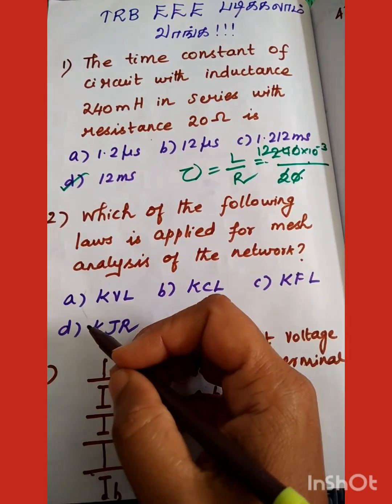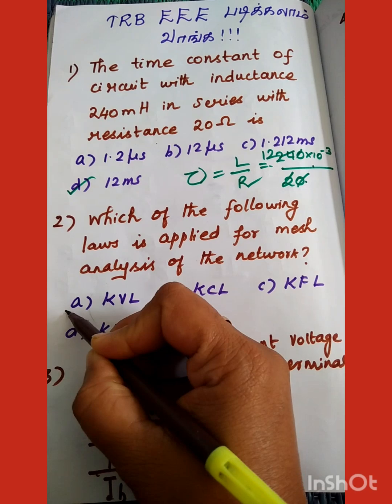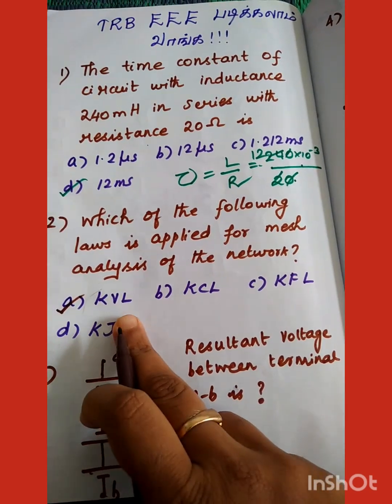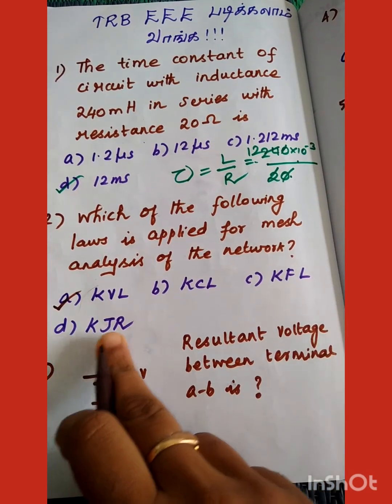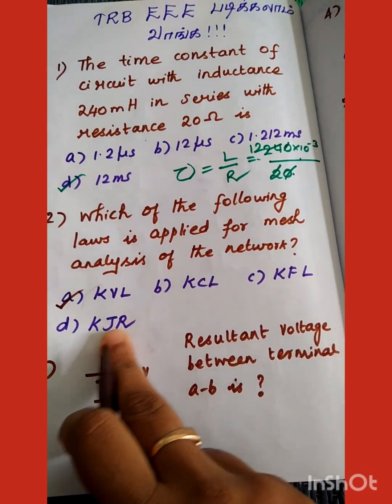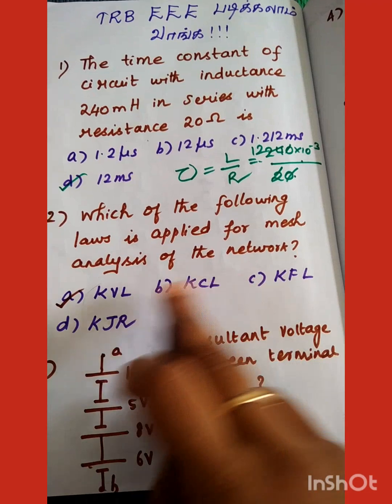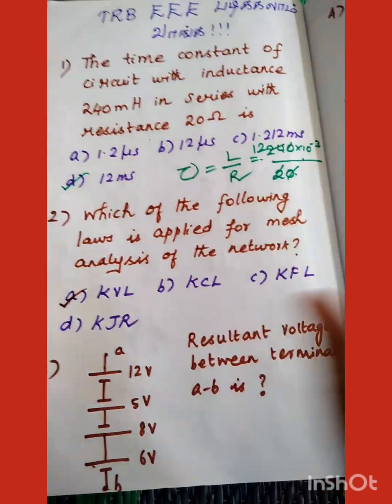But here we have to represent it as KVL. Option A is Kirchhoff's voltage law, and the others are Kirchhoff's current law, Kirchhoff's first law and Kirchhoff's junction rule. In that way they have represented. Our option will be KVL.